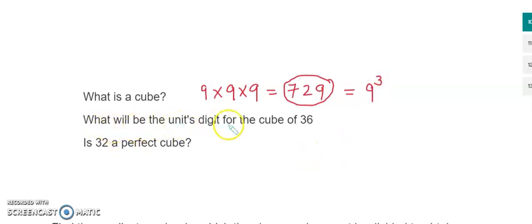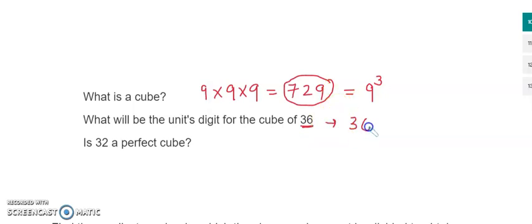So what will be the units digit of the cube of 36? If you remember, we did a short thing where we said that if the number ends with 1, then the cube will also end with 1. If the number has 5 at the ones place, then the cube of that number will also have 5. So same way here, 36.